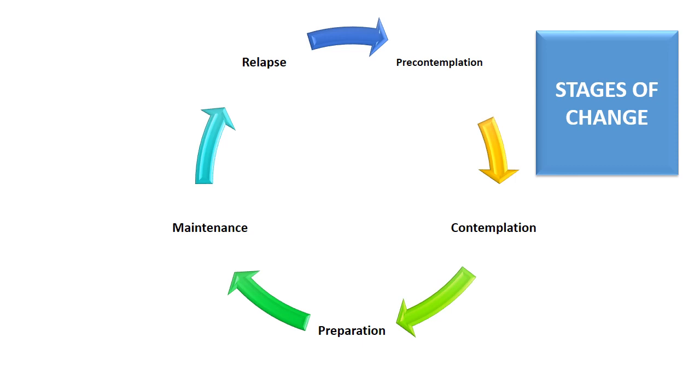Let's take a look at that. What are the stages or what is the process of change, in order to understand what an individual goes through while modifying his or her behavior? Here we have this model that explains the stages of change. And here we will be starting from the pre-contemplation stage, where the individual enters first.